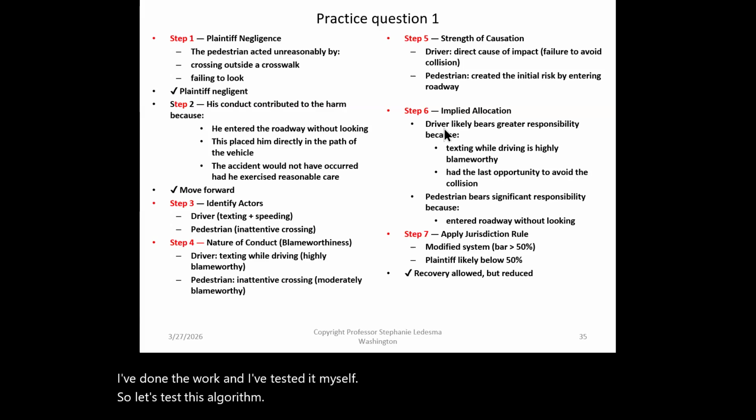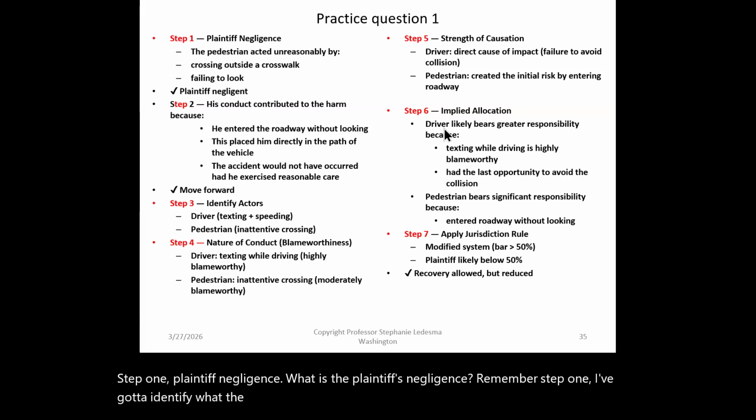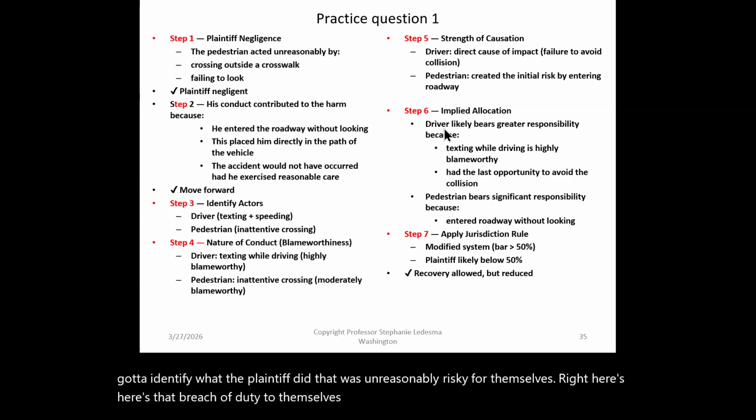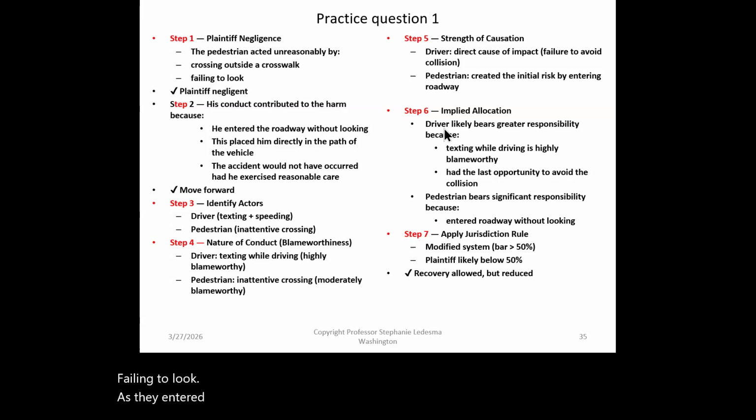Step one, plaintiff negligence. What is the plaintiff's negligence? Remember, step one, I've got to identify what the plaintiff did that was unreasonably risky for themselves, right? Here's that breach of duty to themselves. The pedestrian acted unreasonably by, one, crossing outside of the protected boundary of the crosswalk, and two, failing to look as they entered the crosswalk because they were on their phone, right? So is plaintiff negligent? Yes. Check.